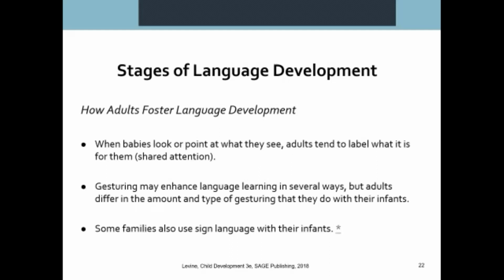How do adults help to foster language development? Well, we'll look at a couple of ways that they do this. First of all, when babies look or point at what they see, adults tend to label what it is for them. This is known as shared attention. So if your infant holds up something like a ball, you would say, "Oh, you have the ball." If they point to something, you will tend to label it. "Oh, that's the TV that you're pointing at. It's called a television." Whatever.